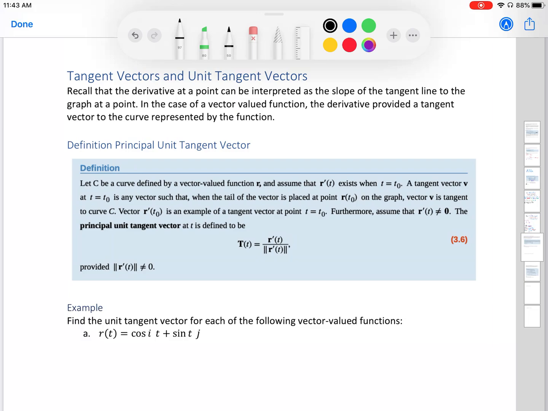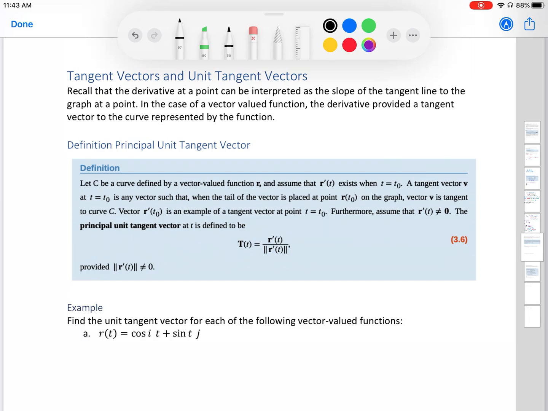The tangent vector v at t equal t naught is any vector such that the tail of the vector is placed at the point r of t naught on the graph. The vector v is tangent to the curve C. Vector r prime of t naught is an example of a vector pointing tangent at t equal t naught. Furthermore, assume that r prime of t is not equal to 0. The principal unit tangent vector at t is defined as T of t is equal to r prime of t divided by the magnitude of r prime of t.